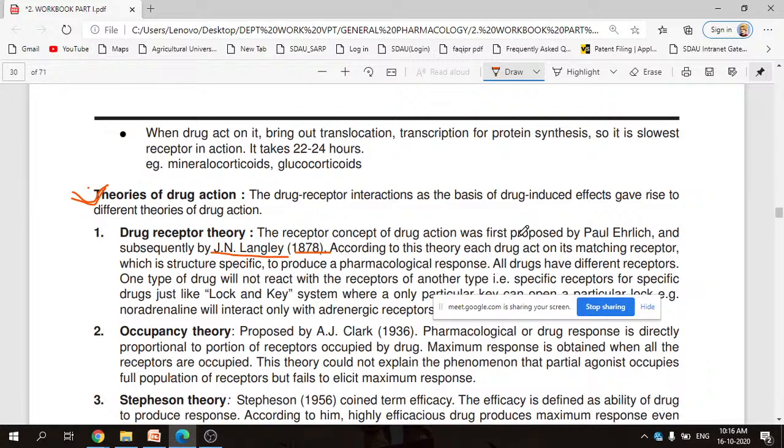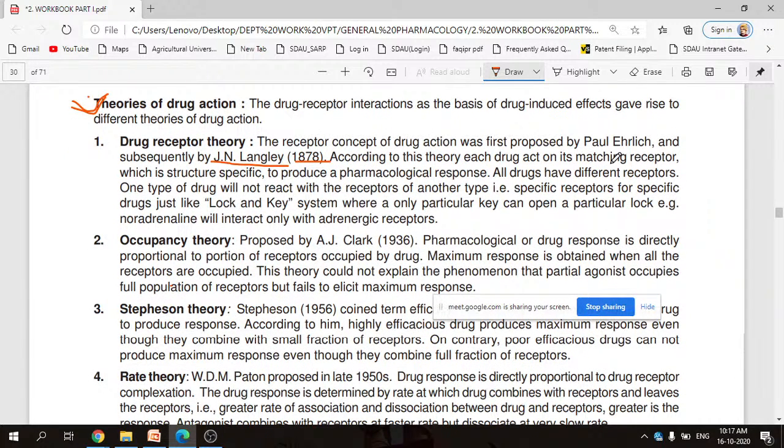Now, the receptor concept of the drug action was first proposed by Paul Ehrlich and subsequently by J.N. Langley. Now, what this theory says: each drug acts on its matching receptors, which is structure specific, to produce the pharmacological response. That means, according to this theory, each drug has a separate specific receptor with which this drug interacts, just like enzyme and substrate. One receptor for one drug, another receptor for another drug, that means a specific receptor is there. So all the drugs have different receptors.